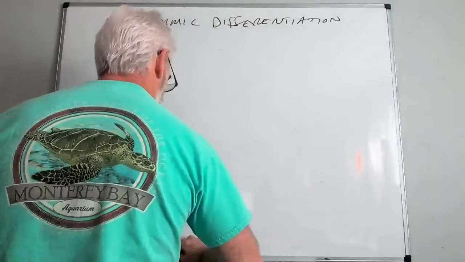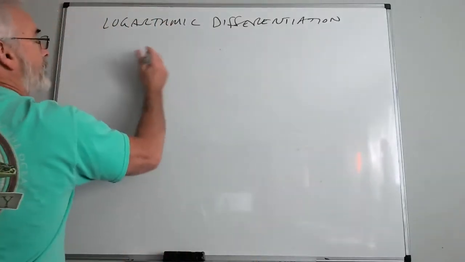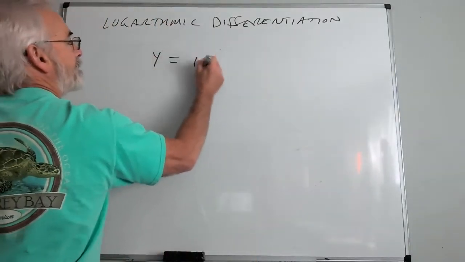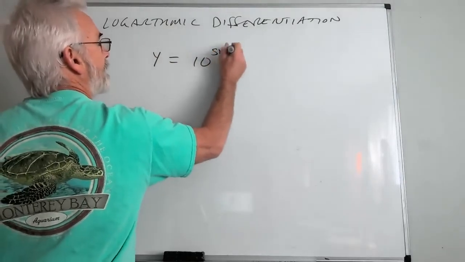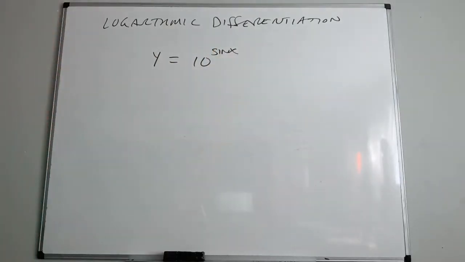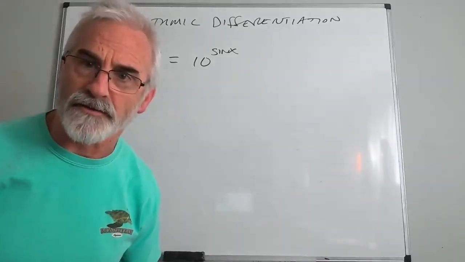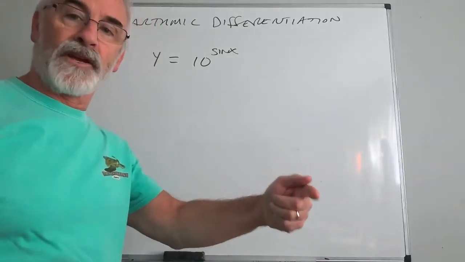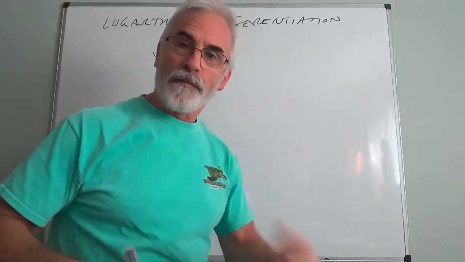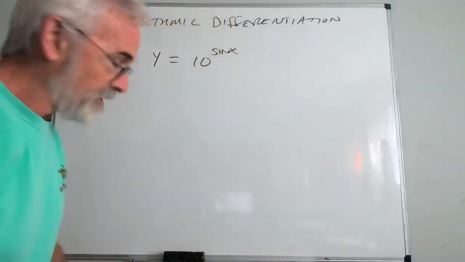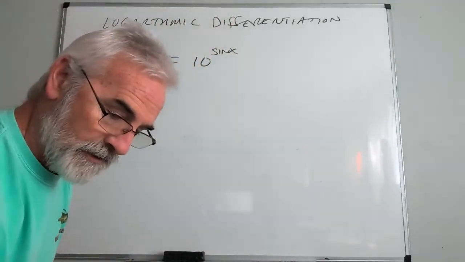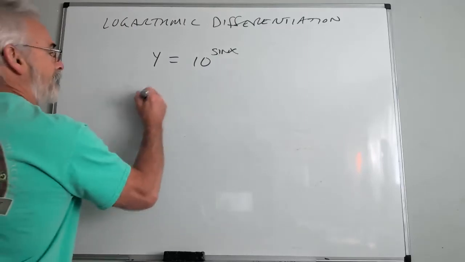All right, let's start with something really simple. y equals 10 to the sine x. If I differentiate both sides, I already know what the answer on the right is. I already know the answer is going to be 10 to the sine x log 10 cos x. But let's just for fun, because that is our primary goal here, let's take the natural log of both sides.